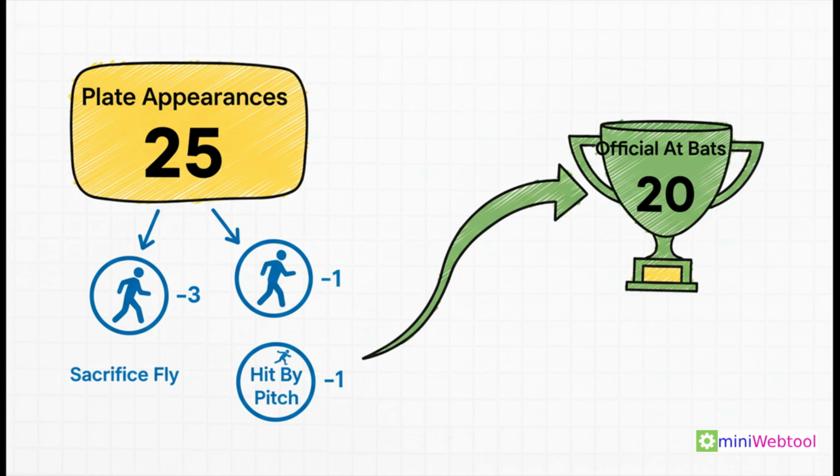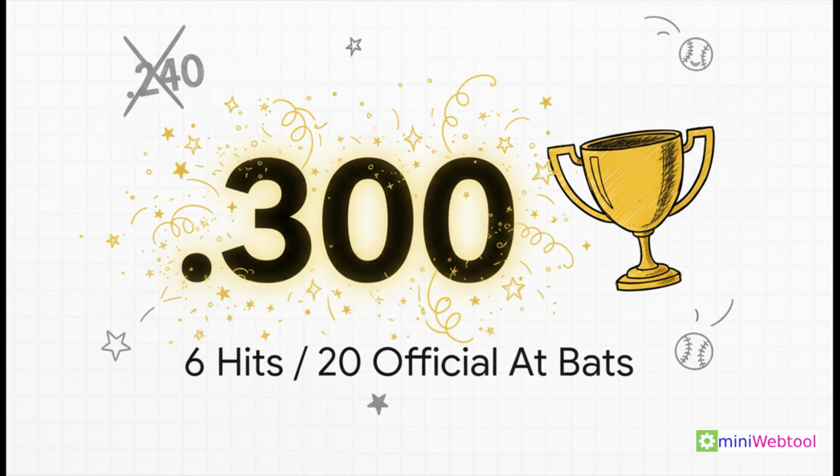We need to find her official at-bats. We start with her 25 plate appearances. Then we take out the 3 walks. We subtract the 1 time she was hit by a pitch, and we subtract that 1 sacrifice fly. What does that leave us with? 20 official at-bats. And this changes everything. Now we take her 6 hits, and we divide by those 20 official at-bats, and bam, she's a .300 hitter. Sarah literally goes from being a below average hitter to an excellent one, all because we understand the details.